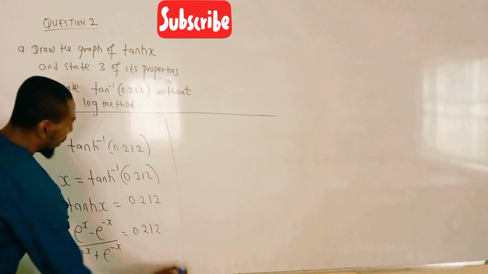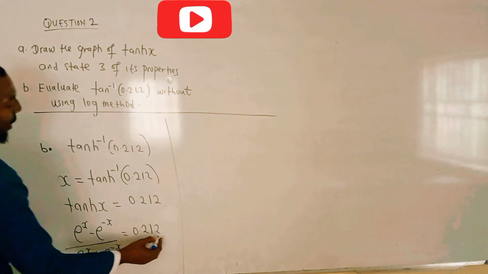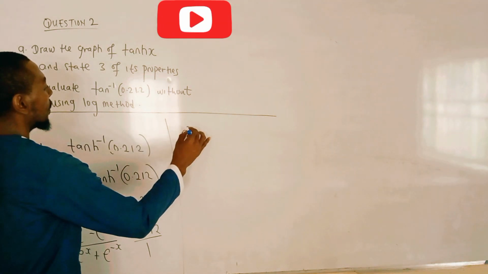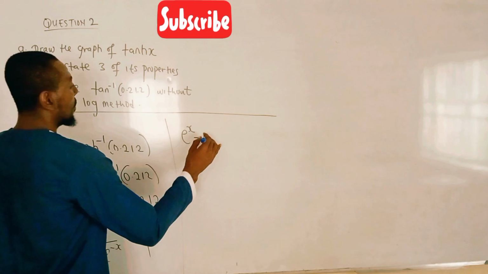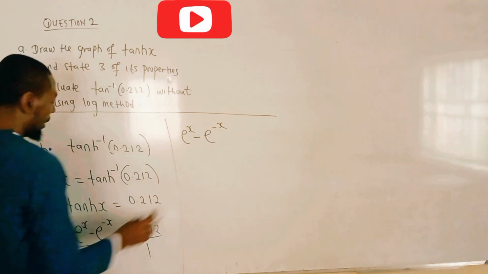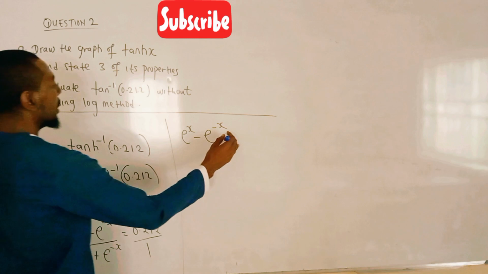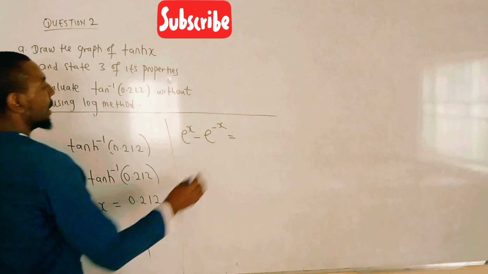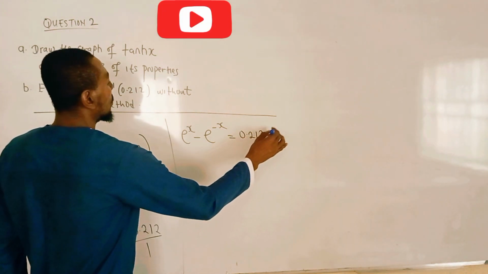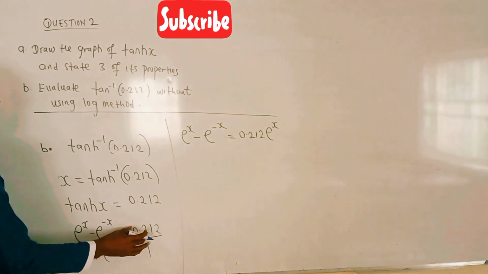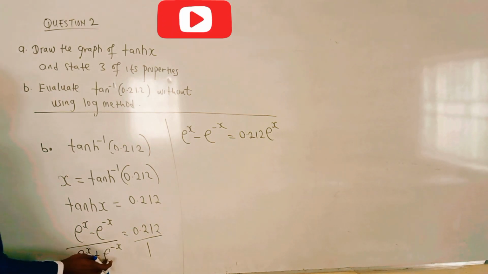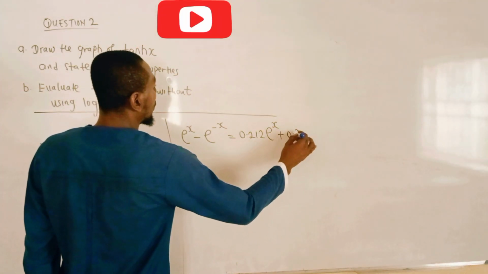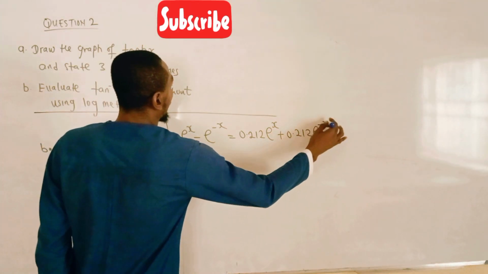0.212. Okay, so now we cross multiply. This is number 1. We cross multiply. We are going to have exponential x minus exponential minus x. That's everything here multiplied by 1 will give you this equal to. Then everything here multiplied by 0.212. 0.212 multiplied by this will give us 0.212 exponential x. So 0.212 is going to multiply both this and this. Then 0.212 multiply the second, we have plus 0.212 exponential minus x.